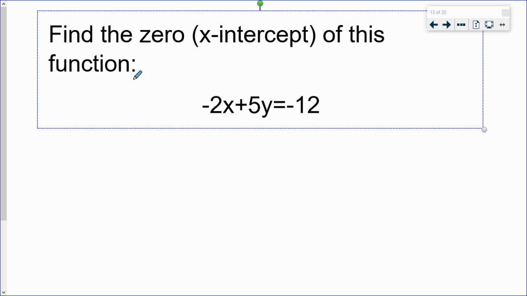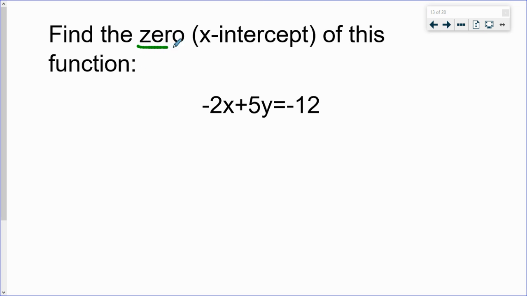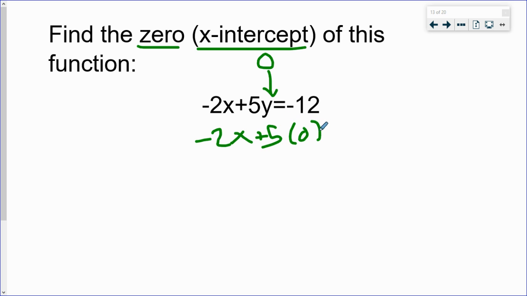Find the 0 of this function. Remember, finding the 0 is the same as finding the x-intercept. In order to do this, we want our x value when y is 0. So negative 2x plus 5 times 0 equals negative 12.